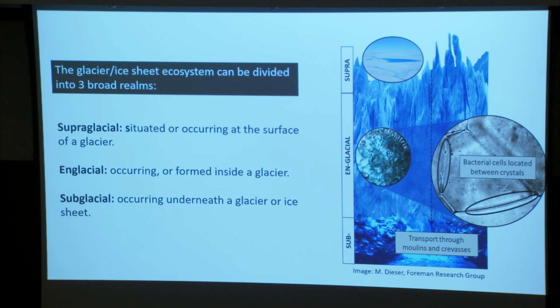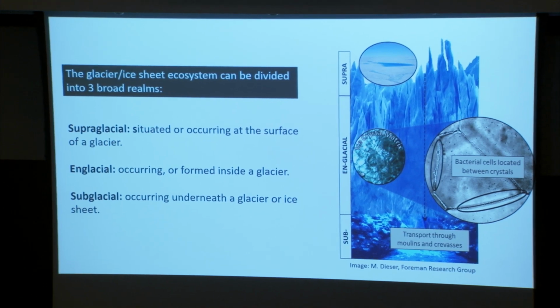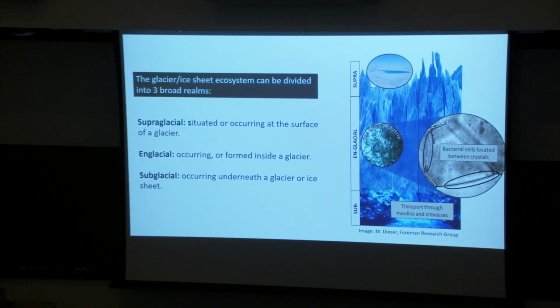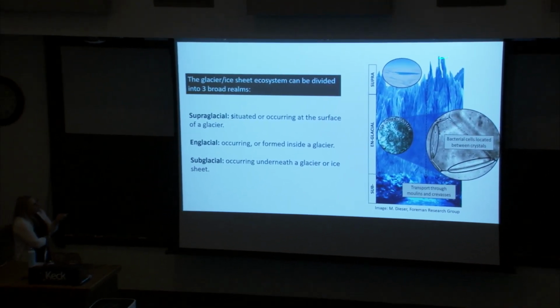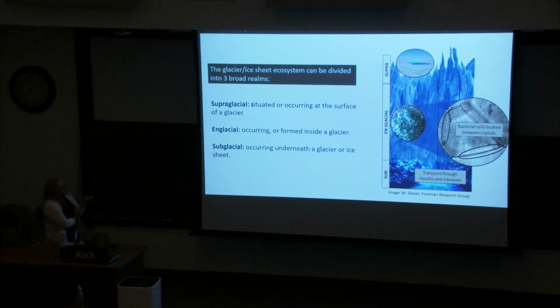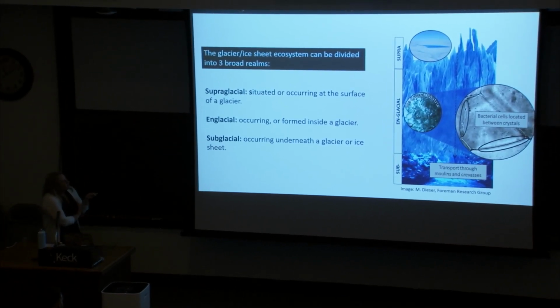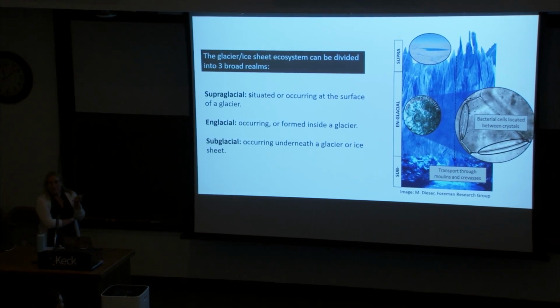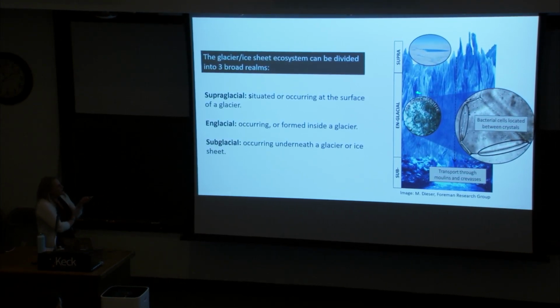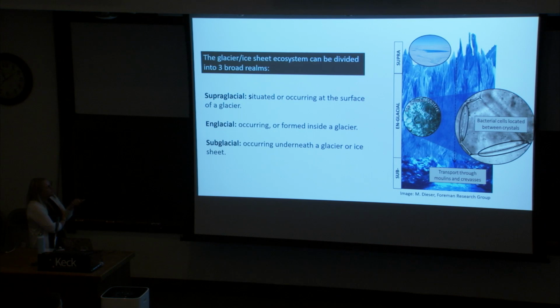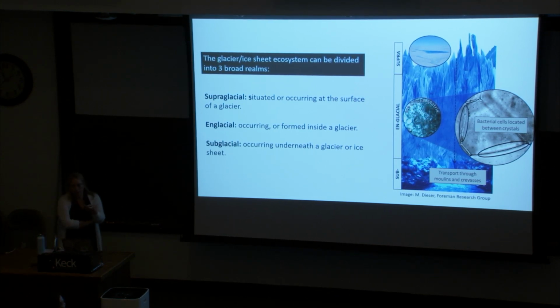The glacier ecosystem, or ice sheet ecosystem, can be divided into 3 broad realms. The supraglacial environment, so that top surface here that we see, where you can see a cryo lake at the top. The endglacial system, which is the majority of ice on an ice sheet or an ice cap. And then the subglacial environment, right? And that's occurring beneath the glacier or the ice.